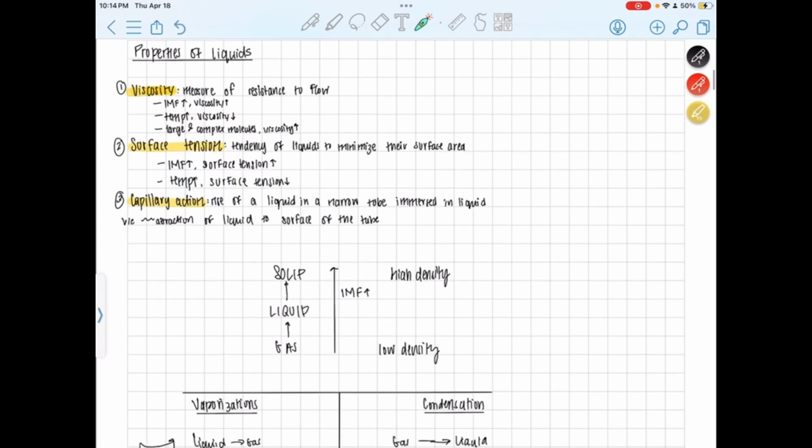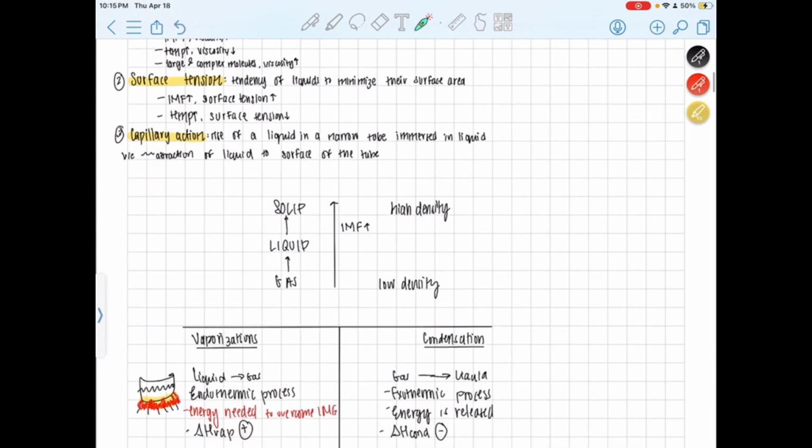Surface tension is the tendency of liquids to minimize their surface area. As intermolecular forces increase, surface tension increases. This is because surface tension occurs when one molecule is attracted to its surrounding molecules, which is how intermolecular forces work. As the temperature increases, surface tension decreases. An example is when you go outside and see dew on the grass. When the sun comes out, the dew melts, meaning the surface tension isn't holding anymore at high temperatures.